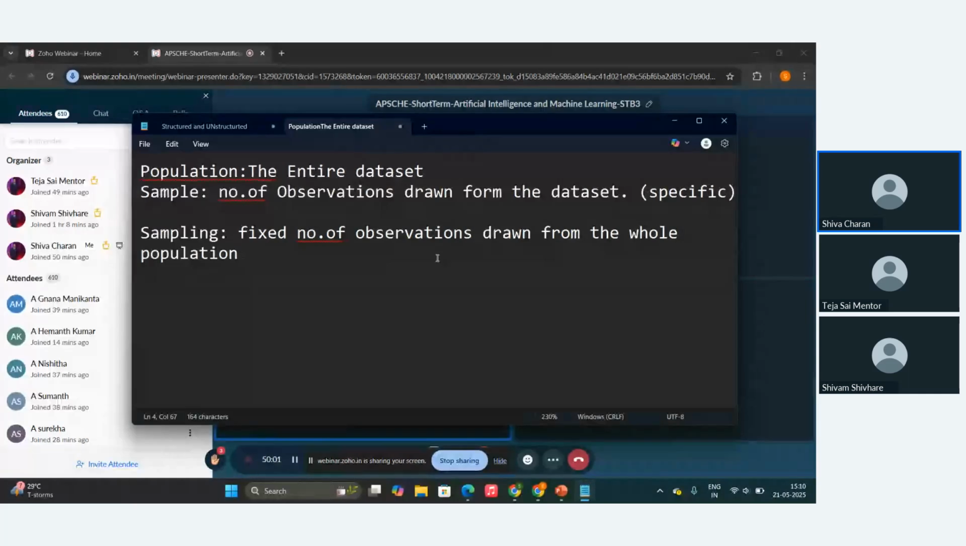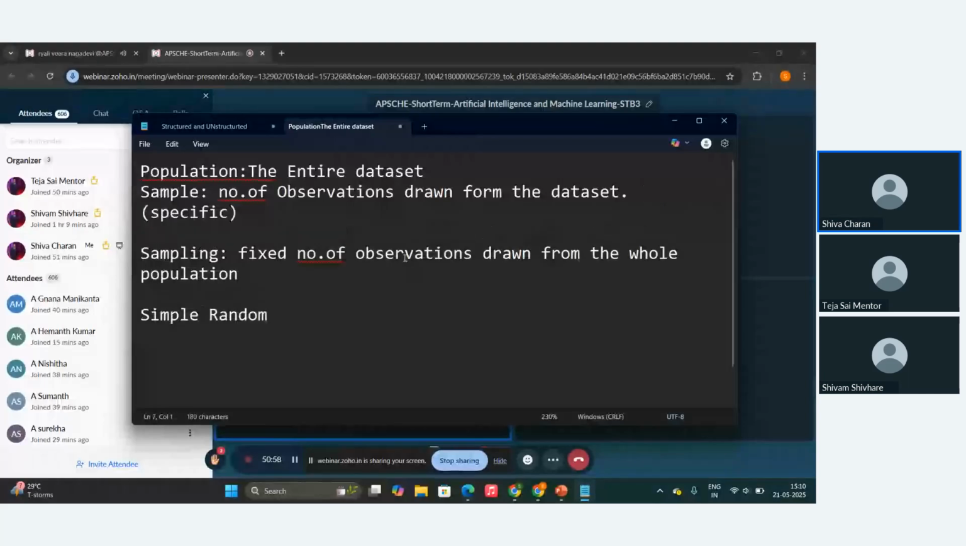And in this sampling we are having 4 types: simple random, systematic, stratified, and clustered. So these are all the sampling types. Simple random sampling, systematic sampling, stratified sampling, and clustered sampling.